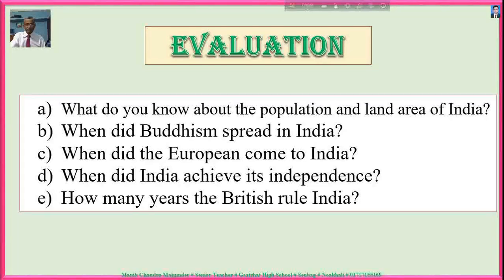When did Buddhism spread in India? Yes, can you remember the information? Buddhism spread in India in the 5th century during the time of Ashoka. When did Europeans come to India? In the 17th century, the Europeans came to India. When did India achieve independence? India achieved independence in 1947. How many years did the British rule India? The British ruled India nearly 200 years.